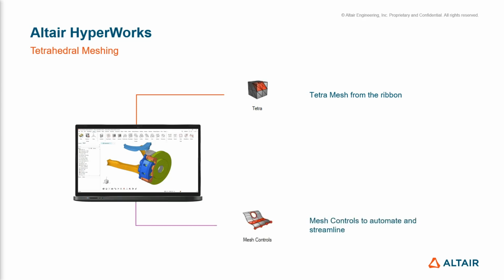Our next method is using mesh controls through the browser to automate and streamline our entire meshing process. Controls can be applied for batch meshing, surface meshing, adaptive wrap meshing, volume meshing, and refinement zones.